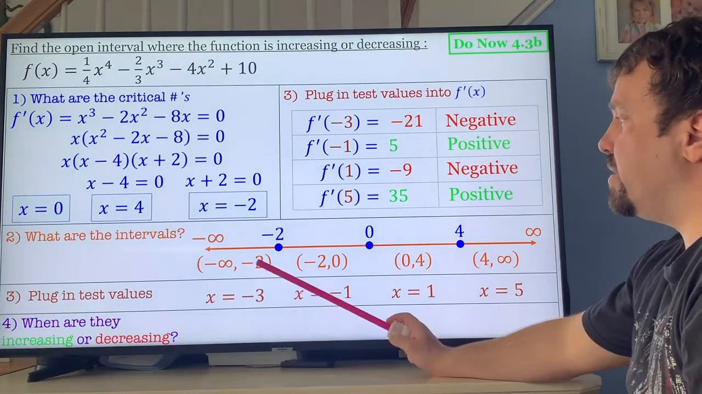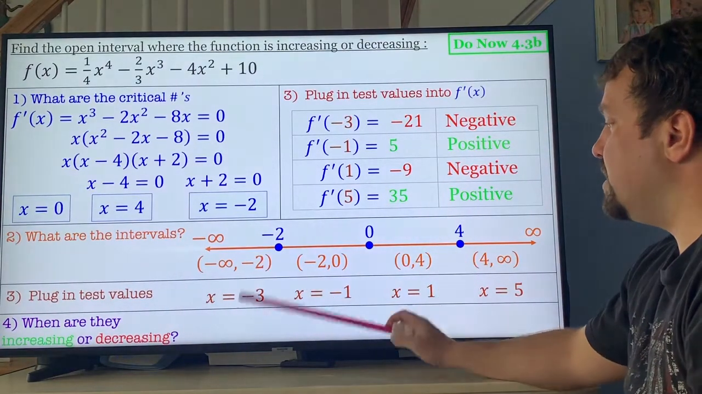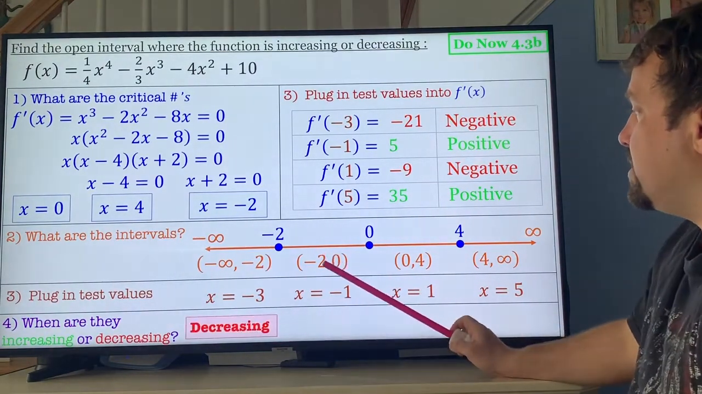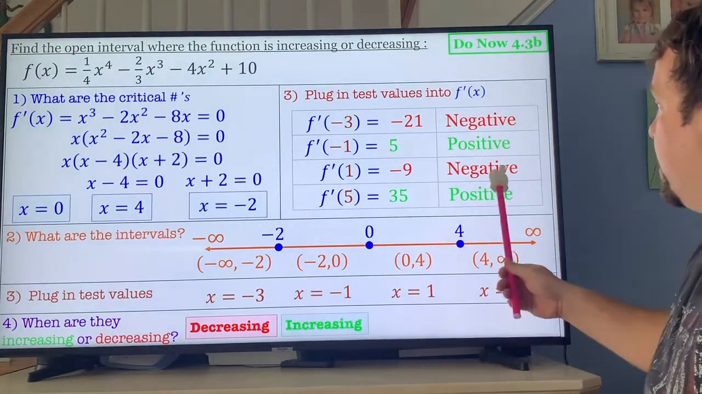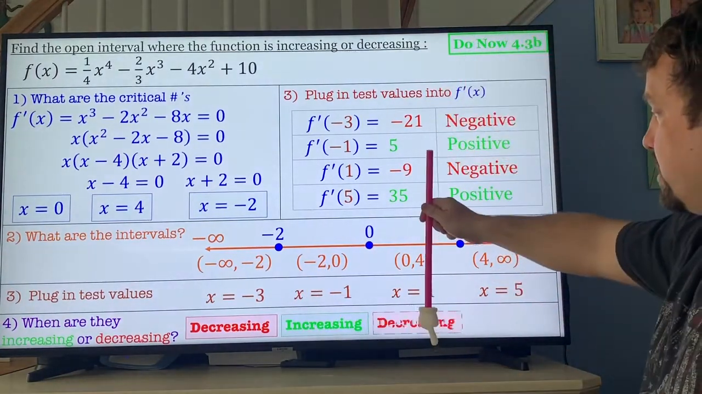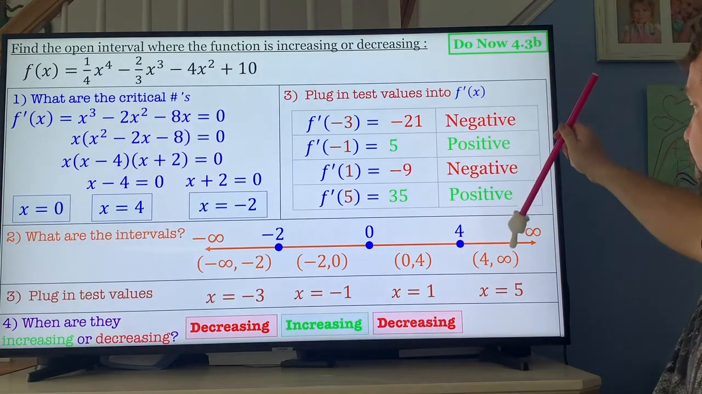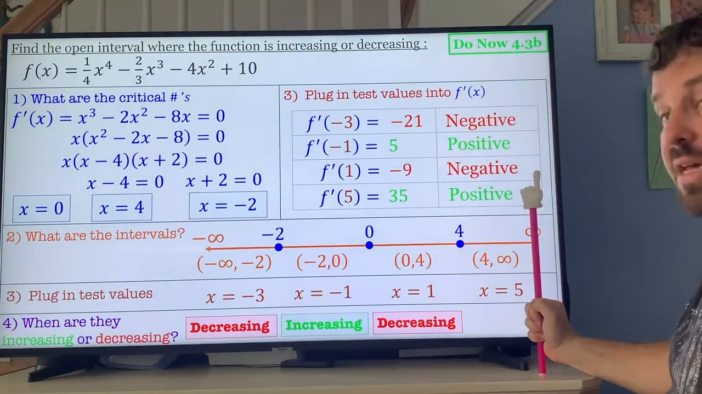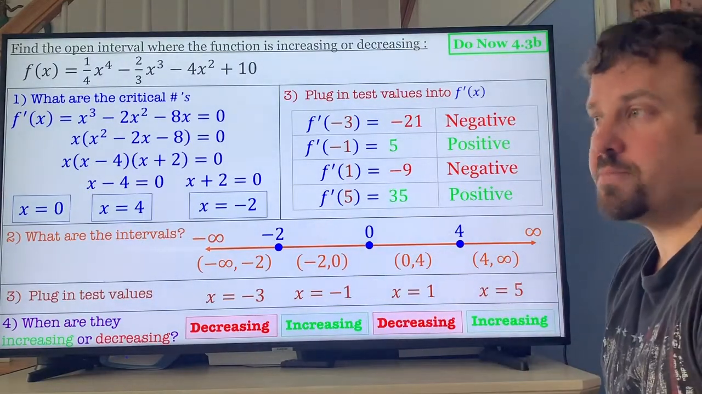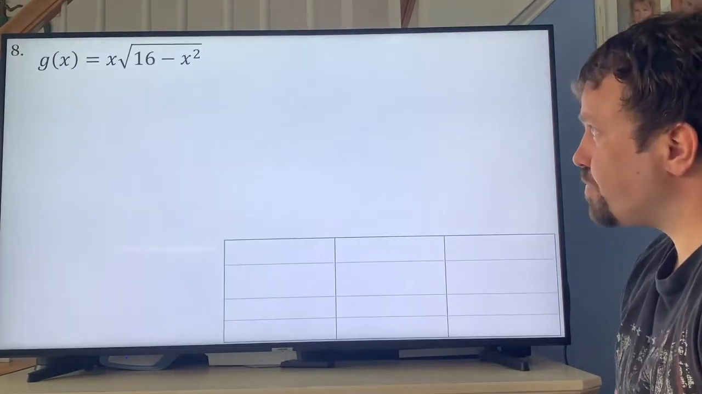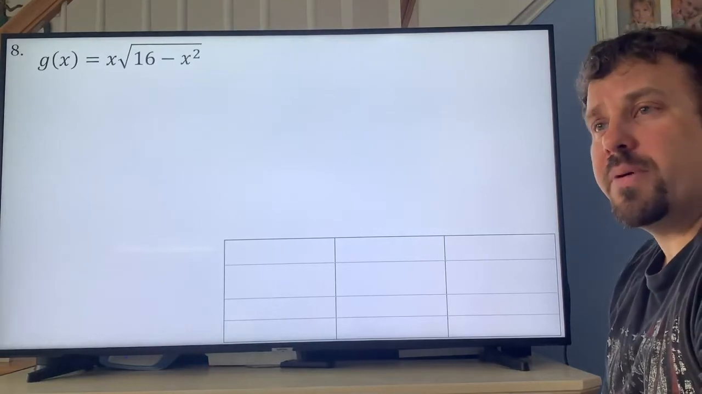So what that means is, in this interval right here, negative means it is decreasing. In this interval right here, it's positive, so that means it is increasing. Negative means decreasing from 0 to 4, and from 4 to infinity it's positive, so it is increasing. All right? There you go. Any questions? Good. Now I'd like you to try problem number 8.